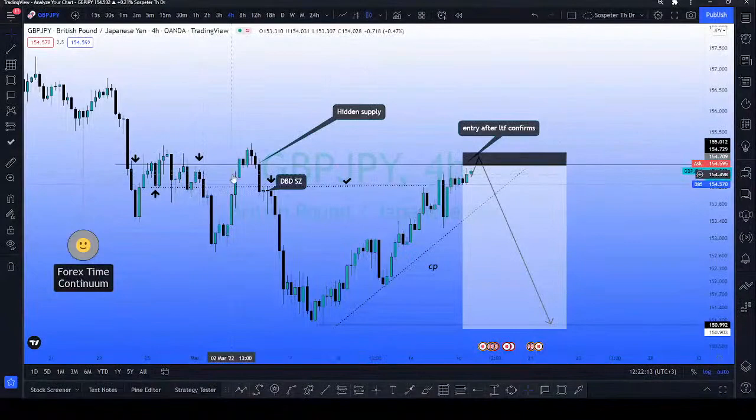As I always tell you, your zone has to have some weight on it. So you look on the left side. As you can see, we have all these flips. We have a kissing candle here. We have all these flips. So our zone is more significant.